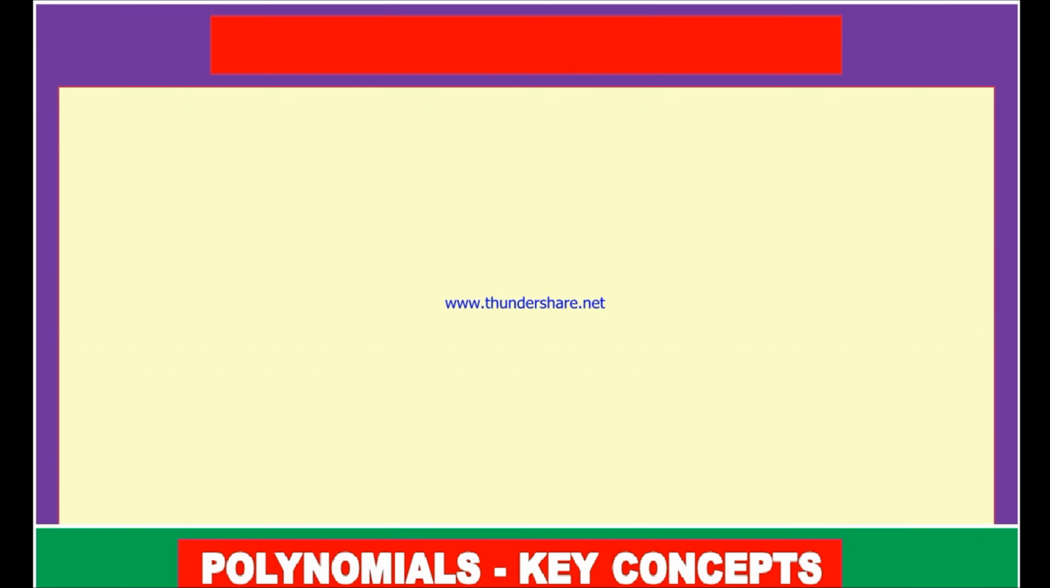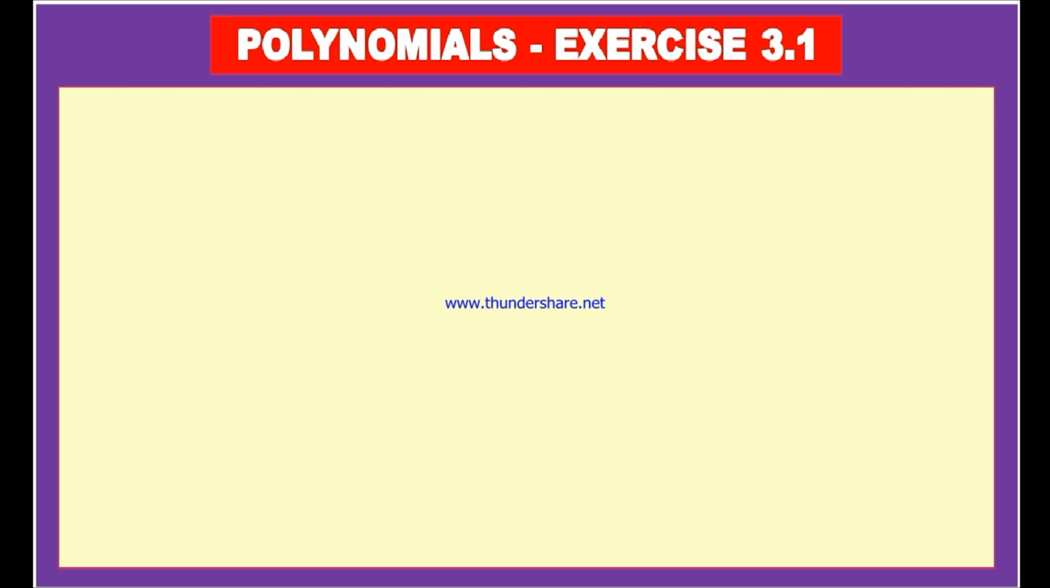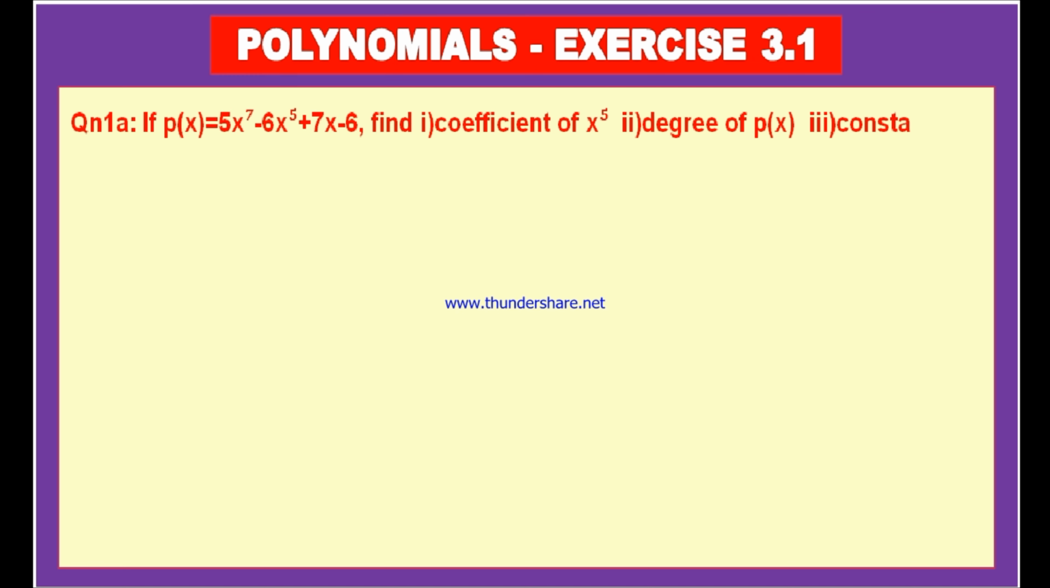Now we will solve some questions from the chapter Polynomials, exercise 3.1. Here is question number 1a. If p of x is equal to 5x power 7 minus 6x power 5 plus 7x minus 6, then find the quotient of x power 5, find the degree of p of x, and find the constant term. I shall repeat.